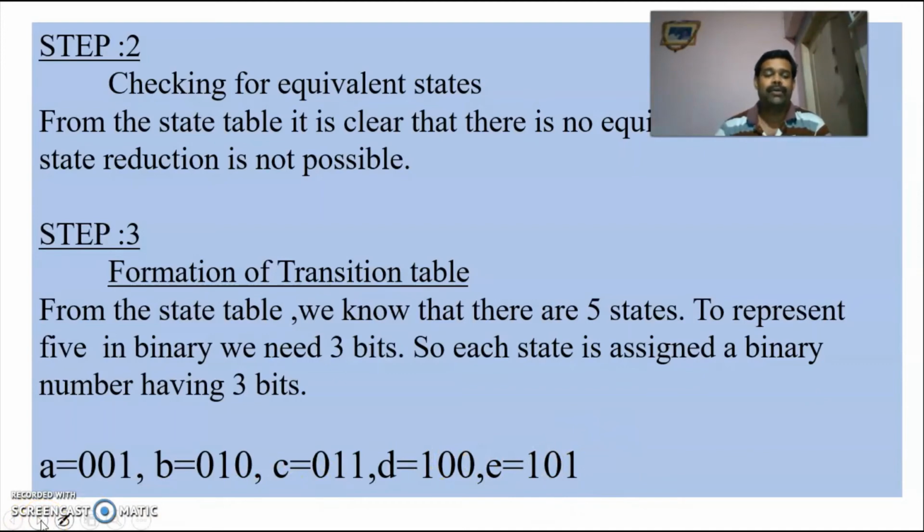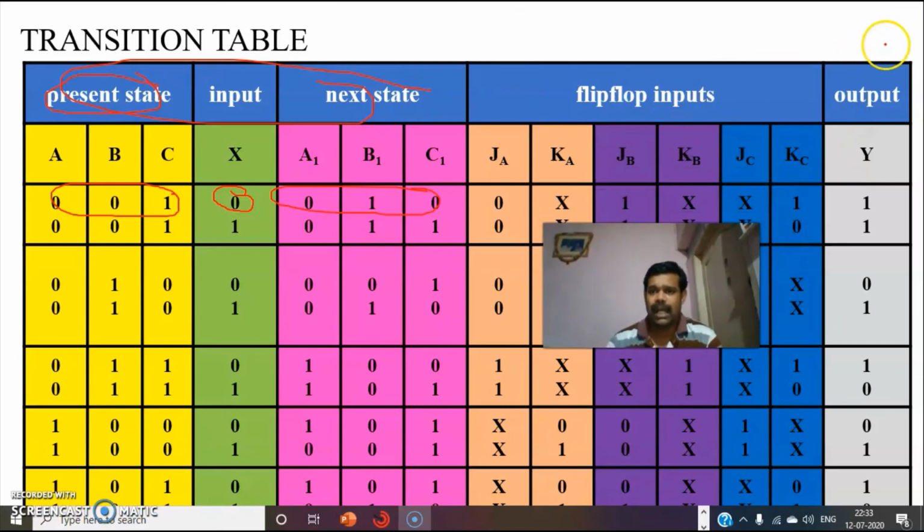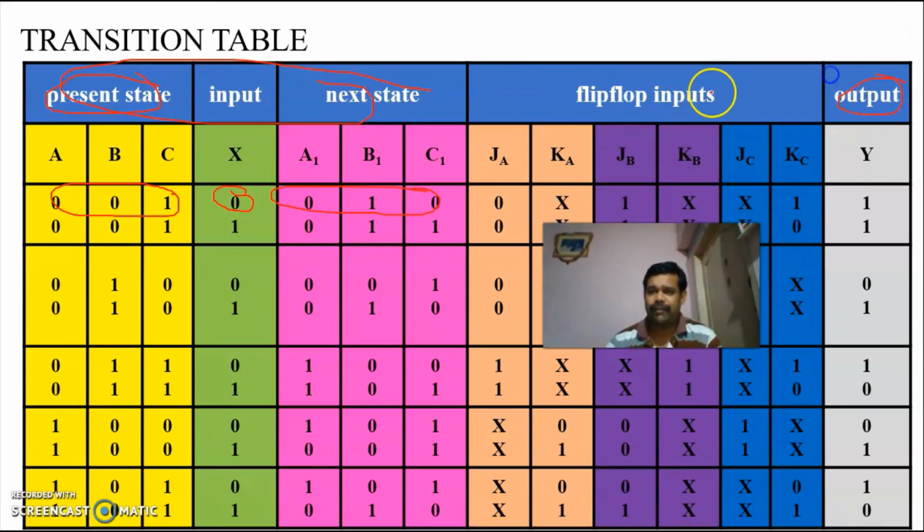Okay. Now I am going to convert this state table to a transition table. In the transition table, instead of alphabets for states, we will be having these binary values. So this is the present state and this is A. Value of A when it is 0, where it is going. So we'll be getting this transition table with present state, input, output and flip-flop inputs.